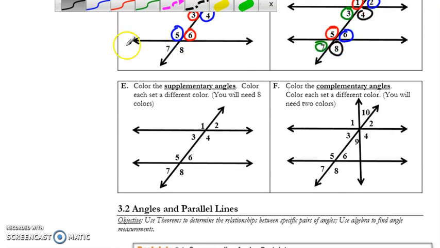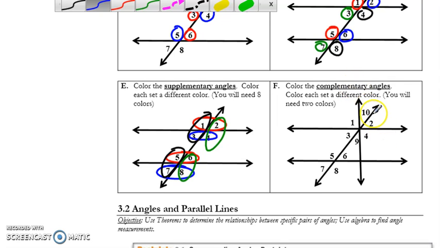All right, supplementary. So which ones form a 180? So these 2 and these 2, these 2 and these 2, and then if we go this direction, these 2 and these 2, and these 2 and these 2. So I ran out of colors, but the black would be different colors and the green would be different colors for those different pairs.